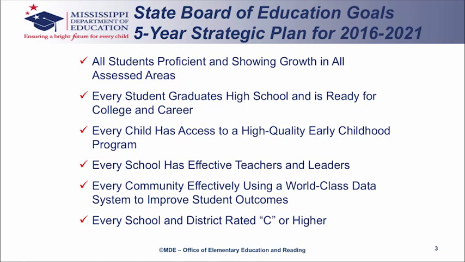Our 5-year strategic plan for 2016 through 2021 is as follows. All students proficient and showing growth in all assessed areas. Every student graduates high school and is ready for college and career. Every child has access to a high-quality early childhood program. Every school has effective teachers and leaders. Every community effectively using a world-class data system to improve student outcomes, and every school and district rated C or higher.